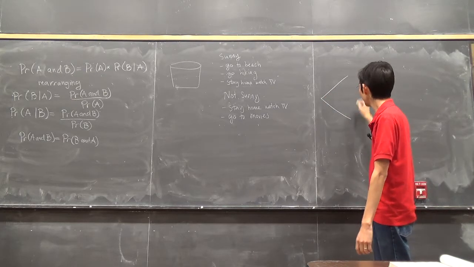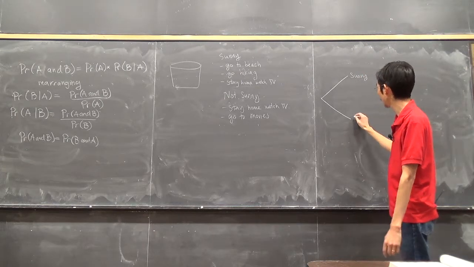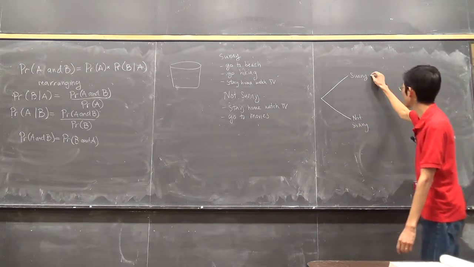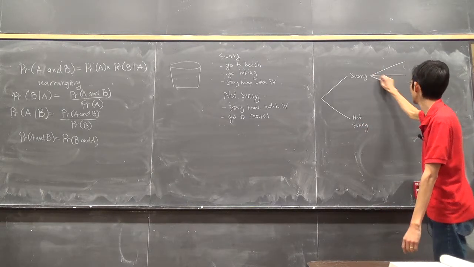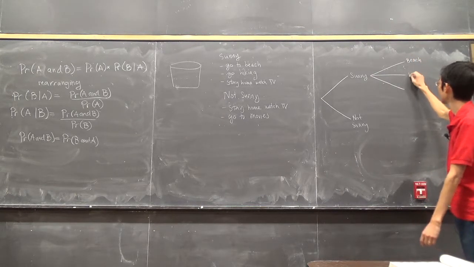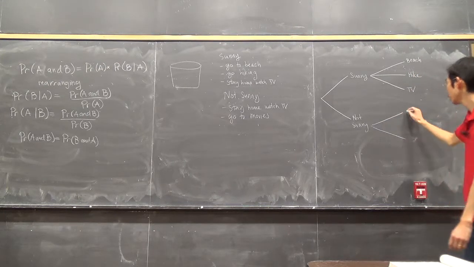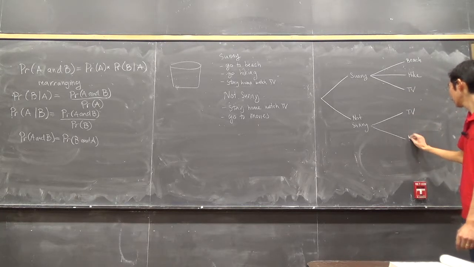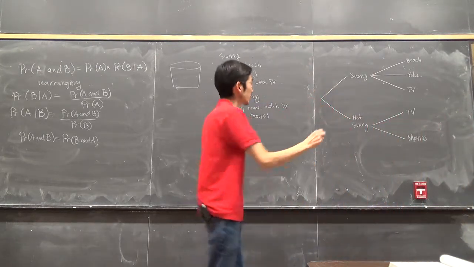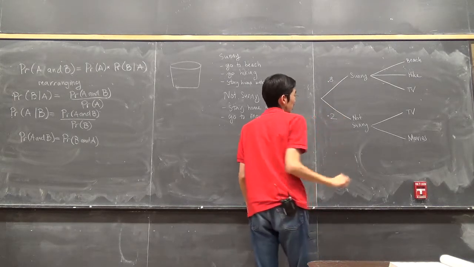Okay, and so first we have to look at our weather. It could be sunny or it could be not sunny. And then if it's sunny, we have three possible things. We could go to the beach, we can go on a hike, or we can watch TV. And if it's not sunny, maybe we watch TV, or we go to the movies. And in this case, we said the probability of it being sunny was 0.8, and the probability of it being not sunny is 0.2.